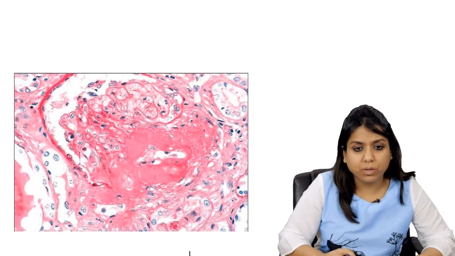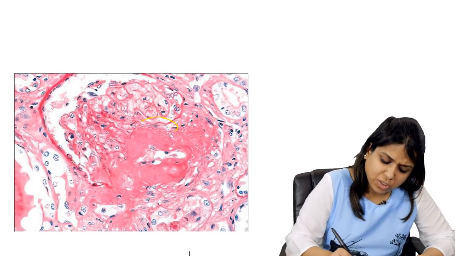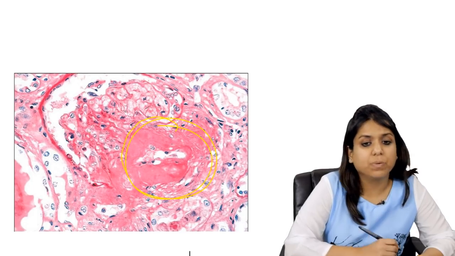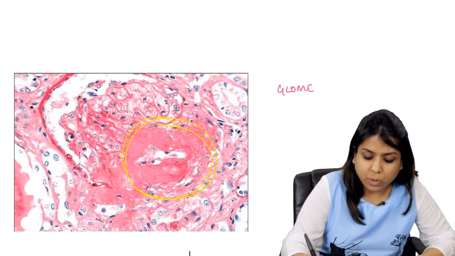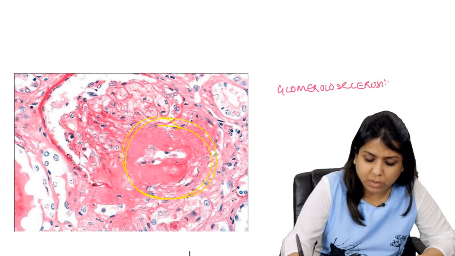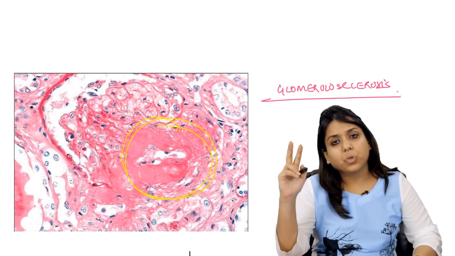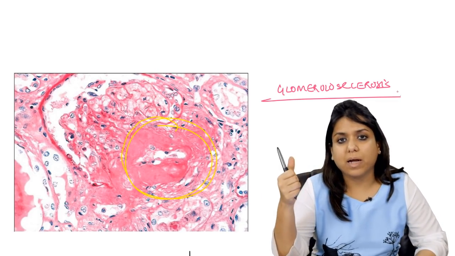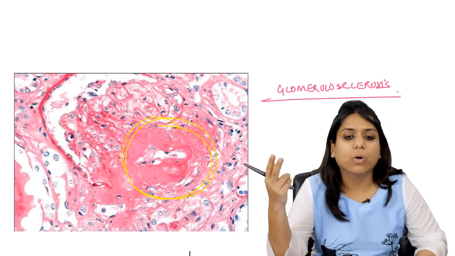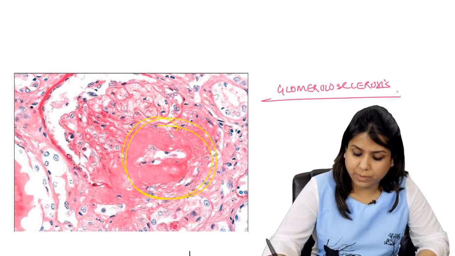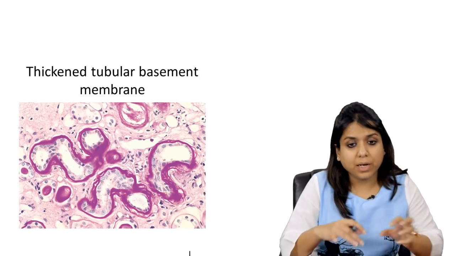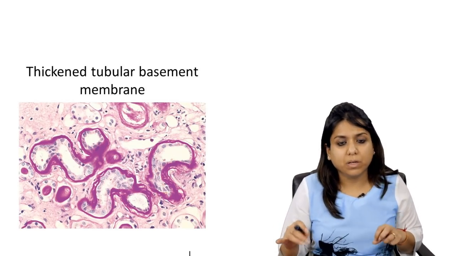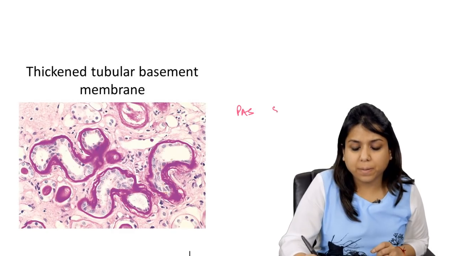See, this is a glomerulus. Can you appreciate this pinkish material? This doesn't look normal. What is this pinkish material, students? This is glomerulosclerosis. Can you see a lot of sclerosis, pinkish material? In kidney, 2 kinds of pinkish material can be there: either hyaline, amyloid or sclerosis. This is glomerulosclerosis. This is thickening of tubular basement membrane. Can you see thick tubular basement membrane? On PAS stain.